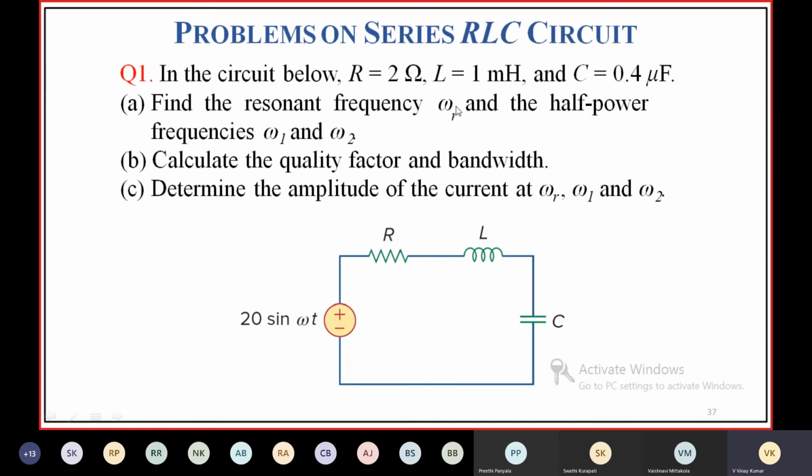Let us go for 3 problems. First problem: in the circuit below, R is equal to 2 ohms, L is equal to 1 millihenry, C is equal to 0.4 microfarad. Find the resonant frequency. Next, calculate the quality factor and bandwidth. Next, determine the amplitude, the maximum value of the current at omega r, omega 1 and omega 2.